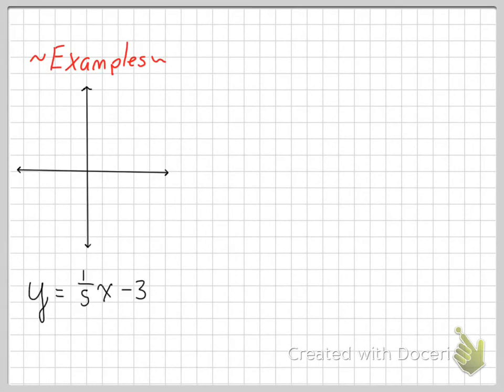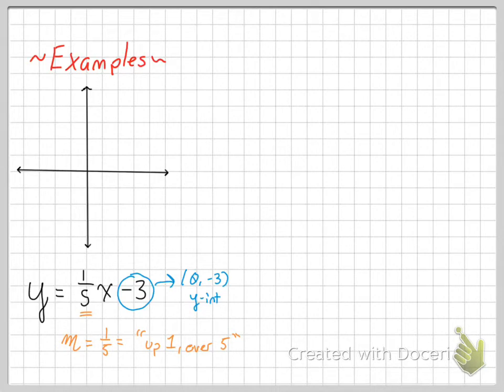So let's say I have the equation that's already in slope-intercept form, y equals 1 over 5x minus 3. Just looking at that equation without having to rearrange anything or do any other extra math, I can see that my slope is 1 over 5. I could also read that as up 1 over 5. And I can start at my y-intercept value, which here is -3. So that coordinate is going to be (0, -3).